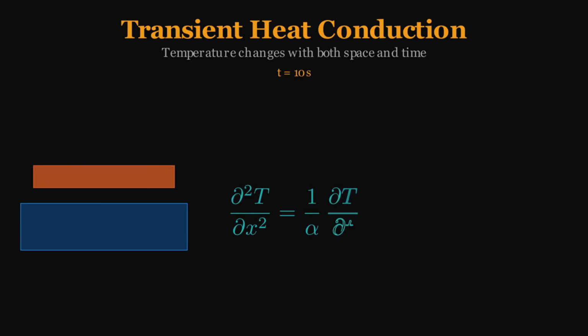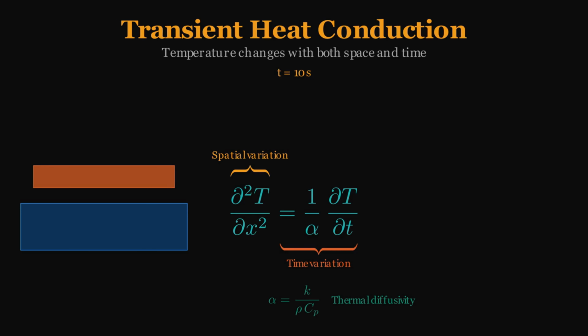The equation governing transient heat conduction in one dimension is del squared T over del x squared equals 1 over alpha times del T over del t. The left-hand side describes how temperature varies across the geometry in space. In steady state this term was 0. In transient, it is not. The right-hand side is the new ingredient, del T over del t, showing that temperature changes with time.